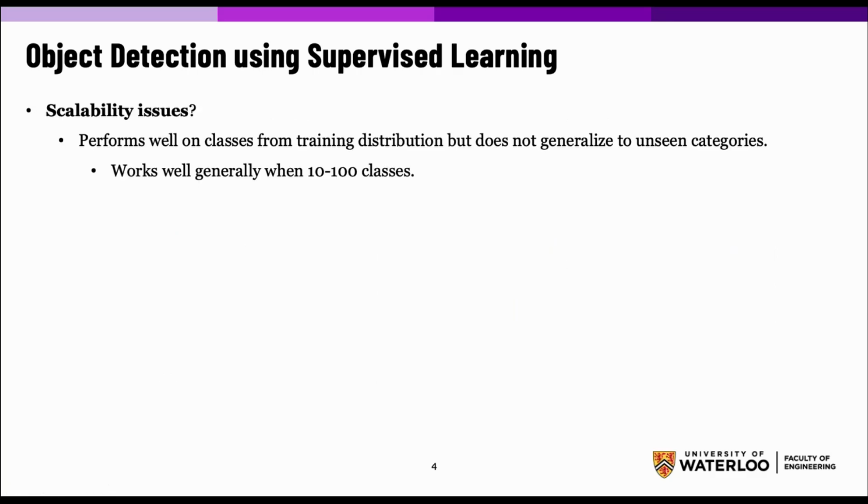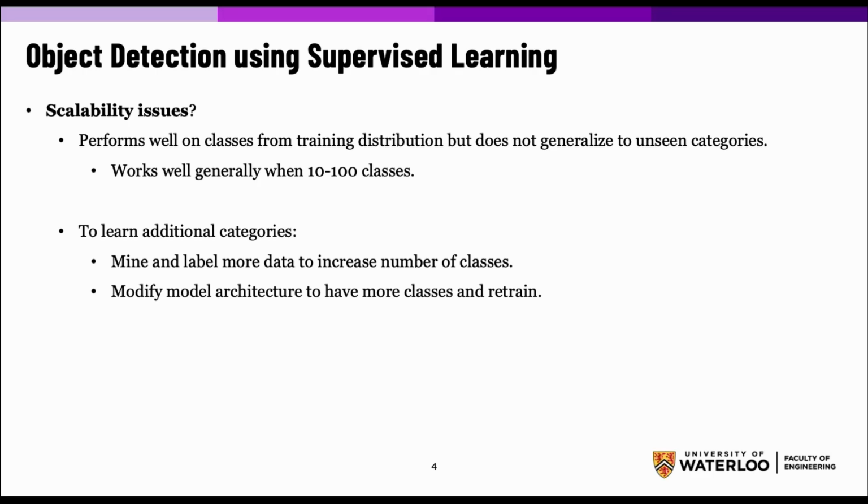Well, one issue with this type of thinking is that even though your performance on what you expect might be good, you know that this method's not going to generalize to classes that you haven't seen in your training data. So supervised methods generally work really well on labeled data, within a small distribution of classes. For example, we usually expect when we train that we're going to use between 10 to 100 classes.